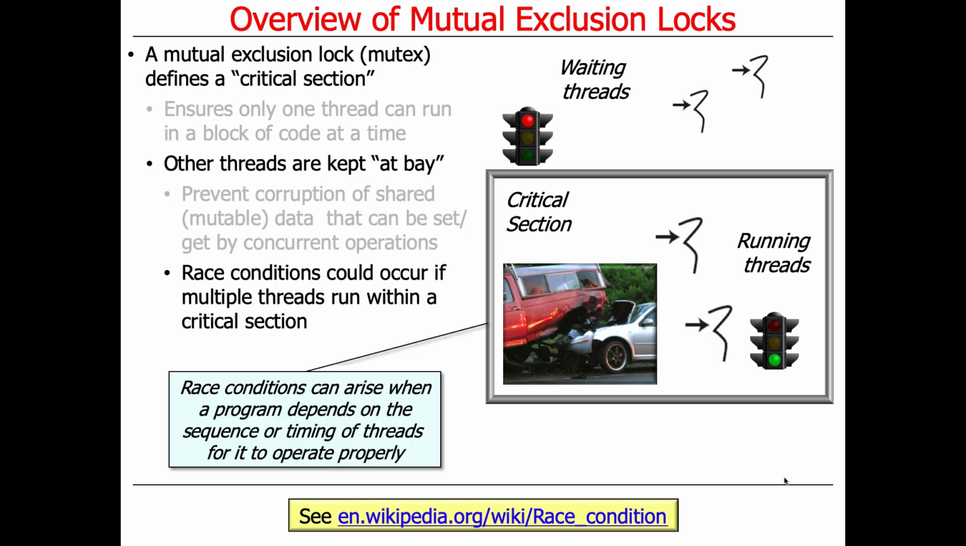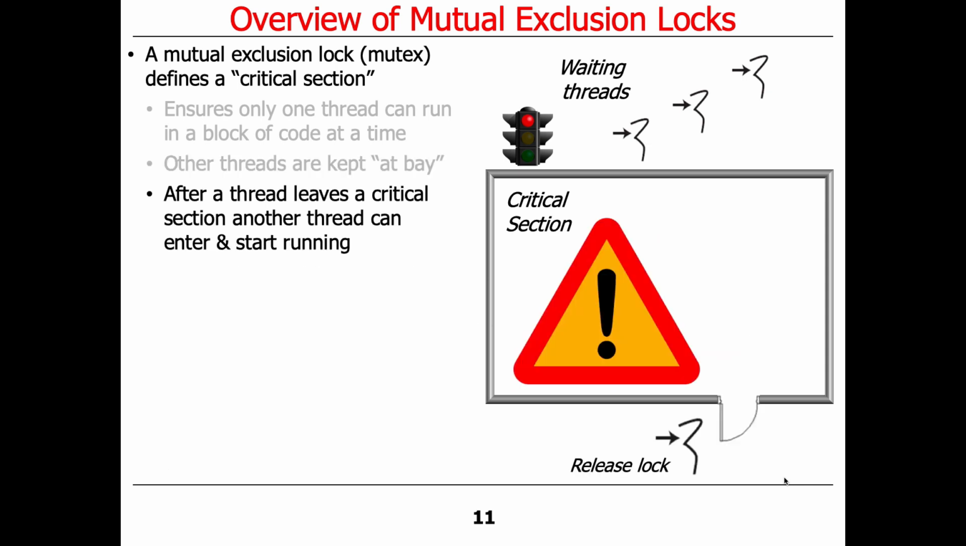And those bad things would be race conditions. So race conditions, as we've talked about many times, arise when a program depends on the sequence or timing of threads in order for it to operate properly. So you don't want to have race conditions. You don't want to have multiple threads colliding and trying to simultaneously update or read the same chunks of memory. When one thread, the current owner thread, leaves the critical section, another thread can enter and start to run.